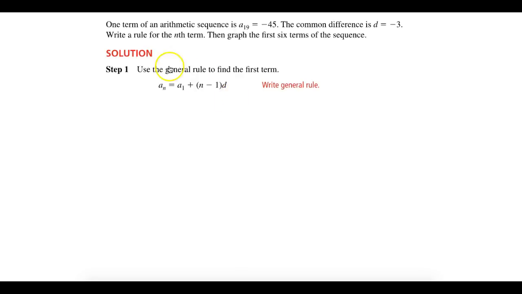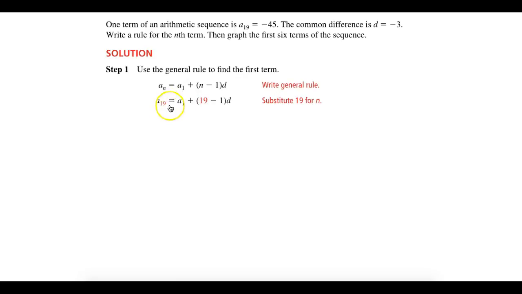We know that when n equals 19, it's equal to negative 45. So we can still use the nth term formula to figure out what the first term is. So here's our nth term formula. We know that a sub n equals a1 plus n minus 1 times d. So even though we don't know a1, we can use this formula to figure out a1. We know that when n equals 19, a sub 19 is negative 45. So we can use this formula to solve for a1.